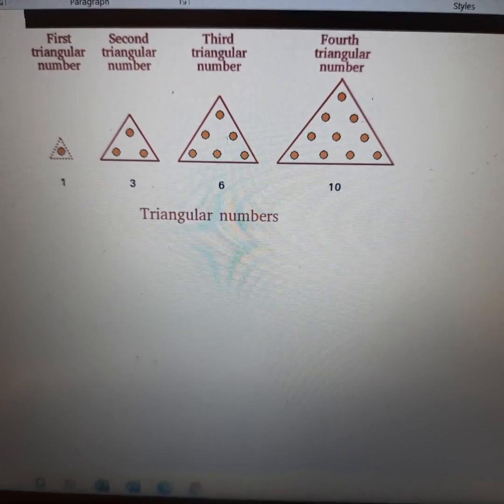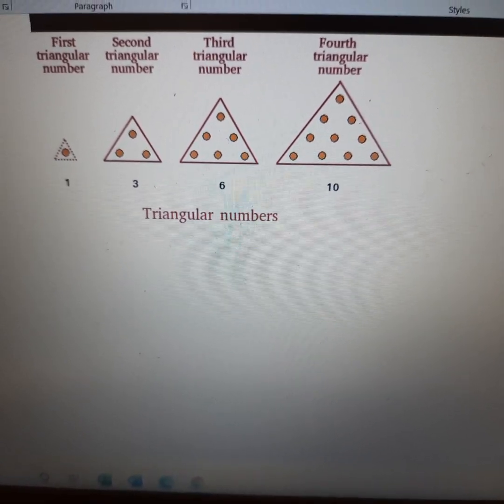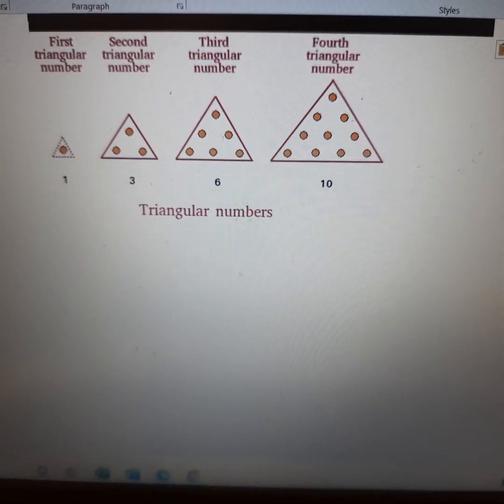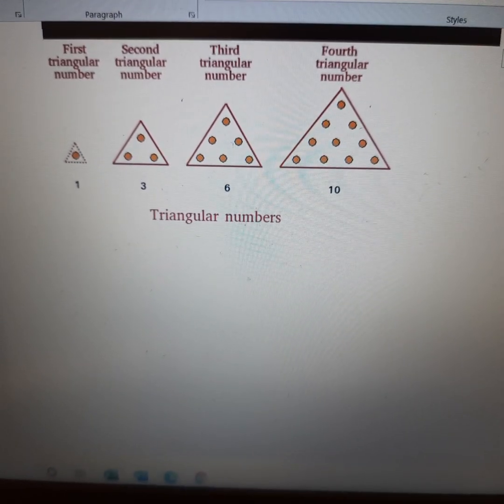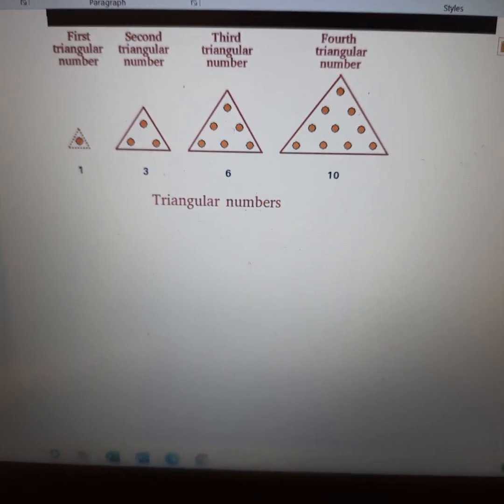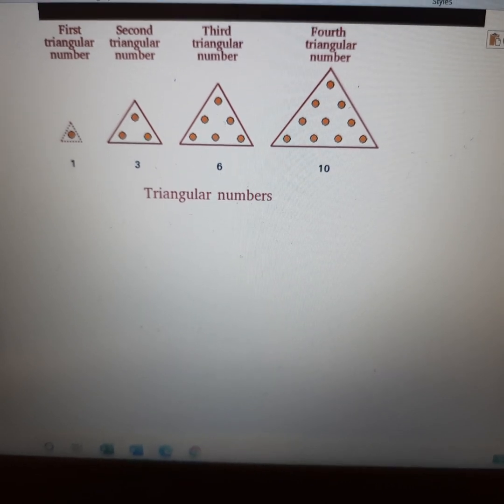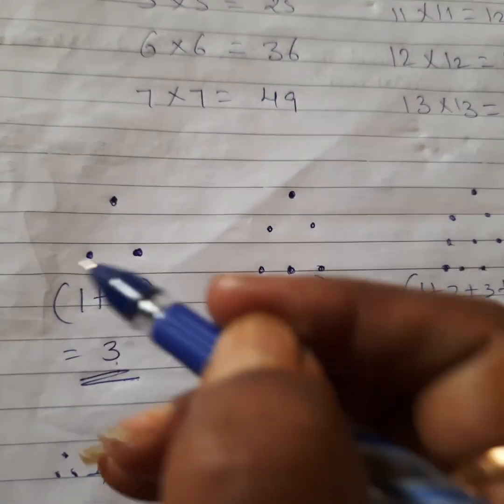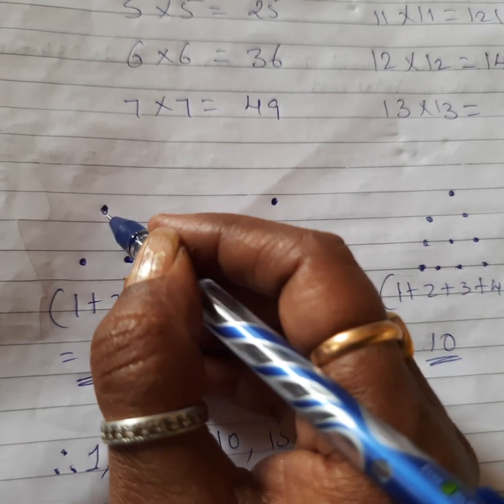You can see this, children. The first triangular number has got 1 dot, the second triangular number 3 dots, the third triangular number has got 6 dots, and the fourth triangular number has got 10 dots. Okay. So in the same way as what I have drawn, we can draw a triangle.